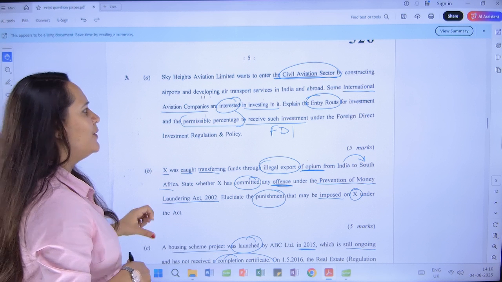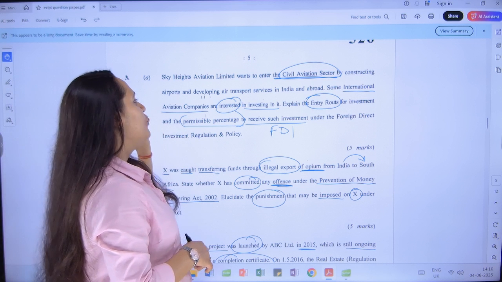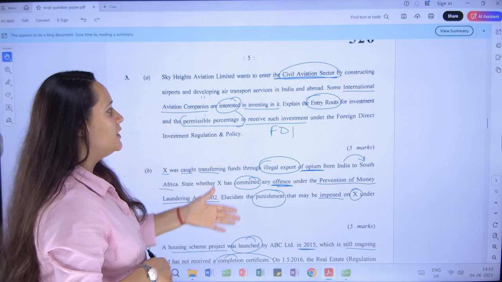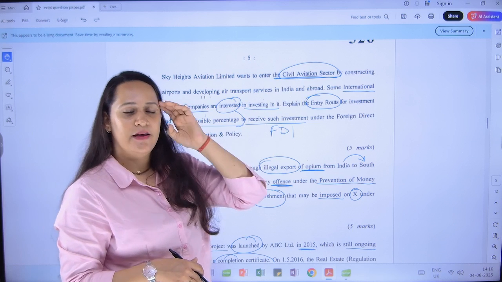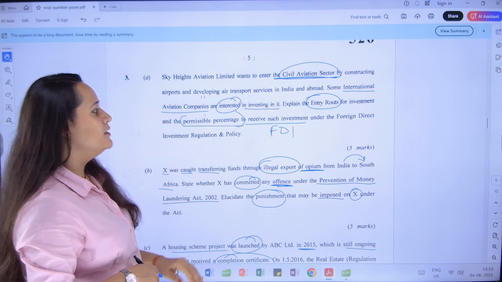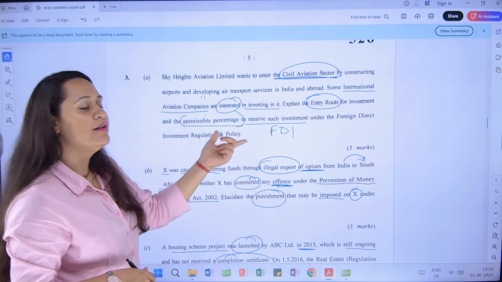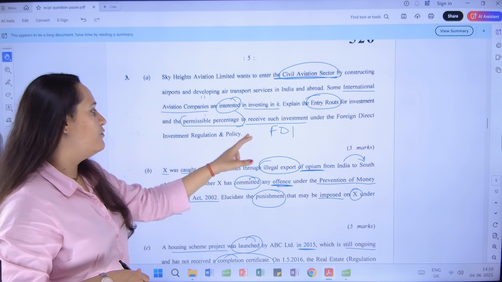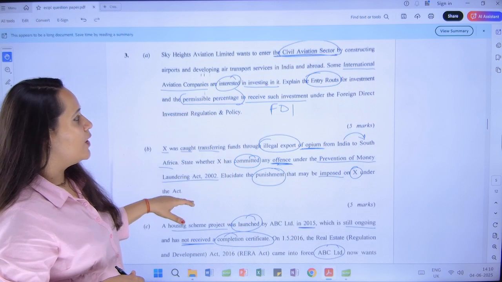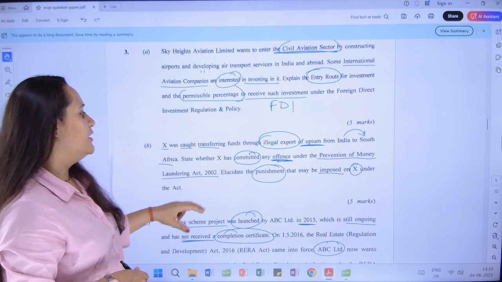Next. Again, a direct question. They've given you the facts that one company is there. It is engaged in construction, airport development, air transport services, etc. So civil aviation sector they belong to. They want to make an investment in that particular sector. So they want you to tell what is the permissible limit of direct entry route for that particular sector through FDI mechanism. What is the permissible limit to receive such investment as per this? So explain the entry route for investment as well as the permissible limit. So both you have to give.